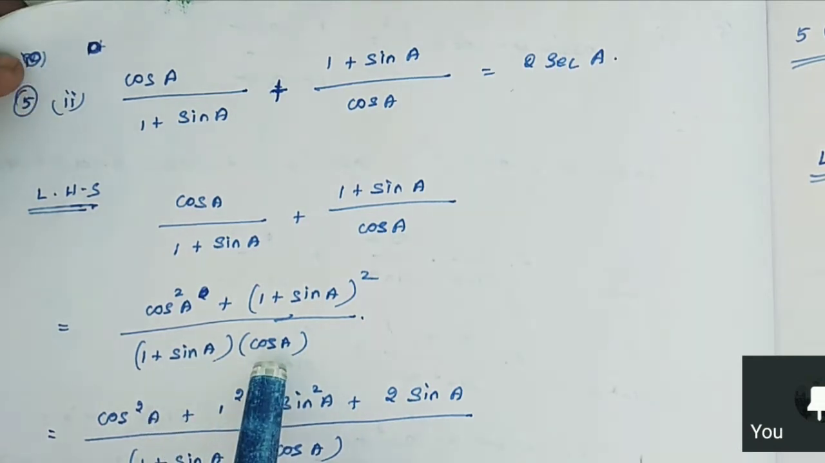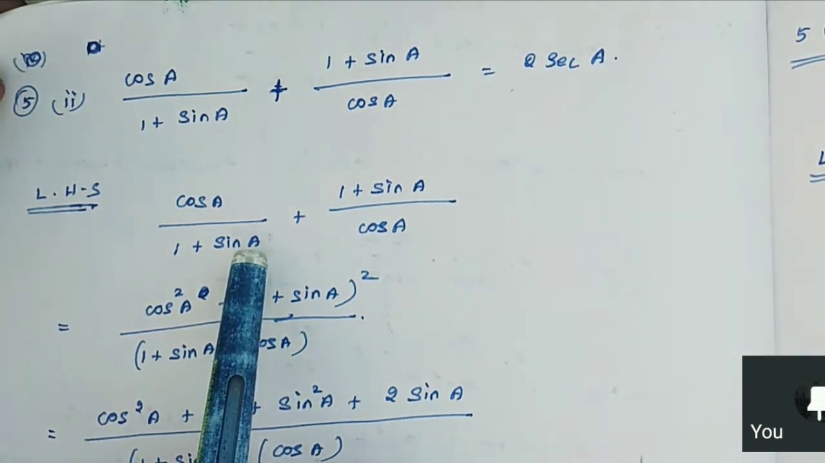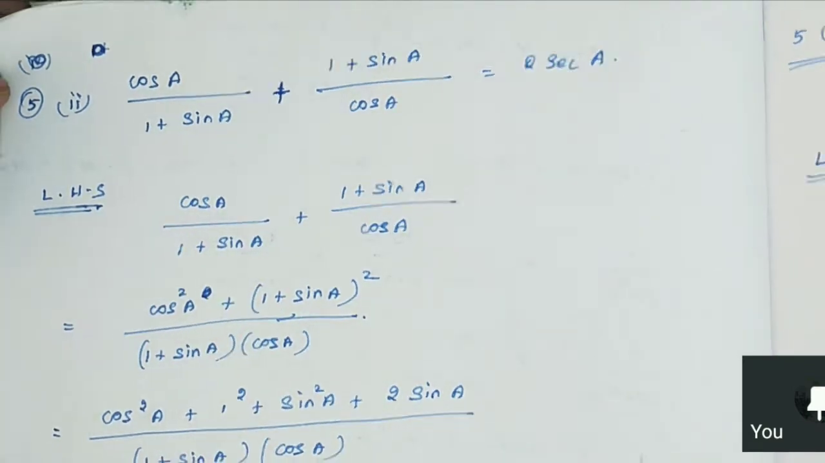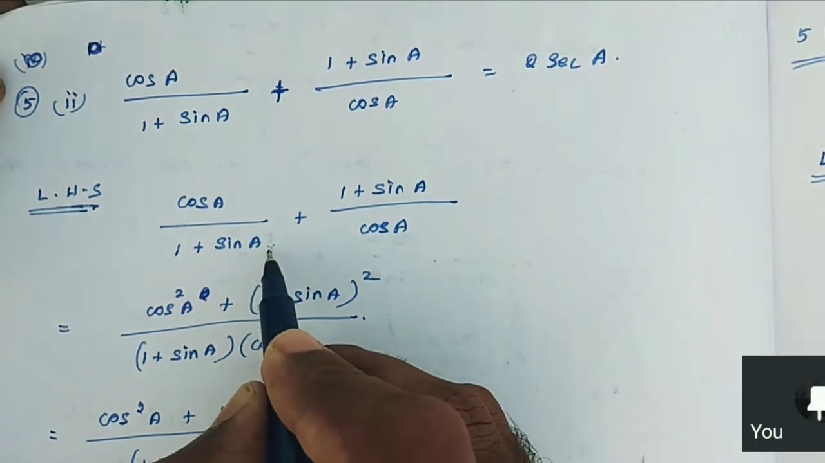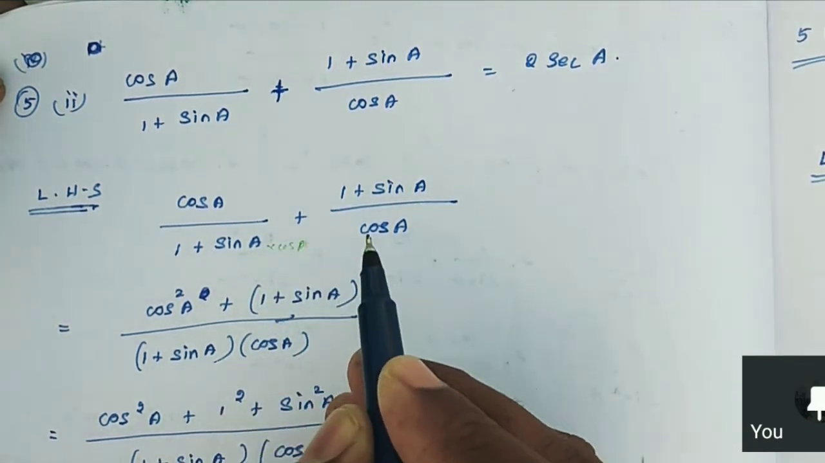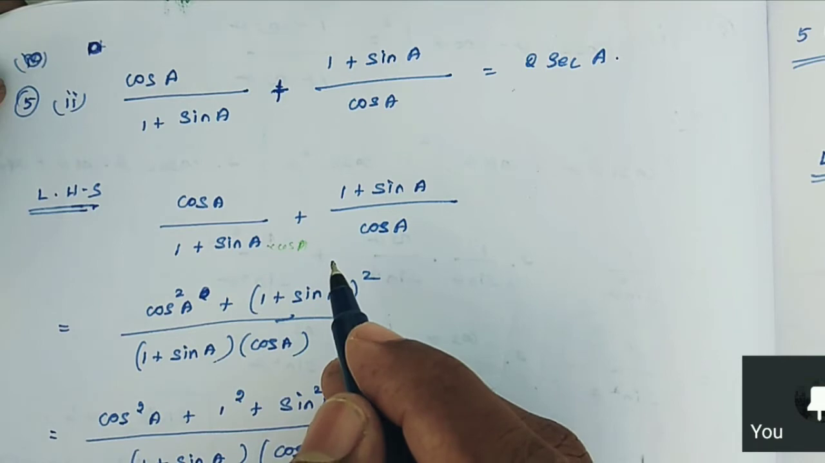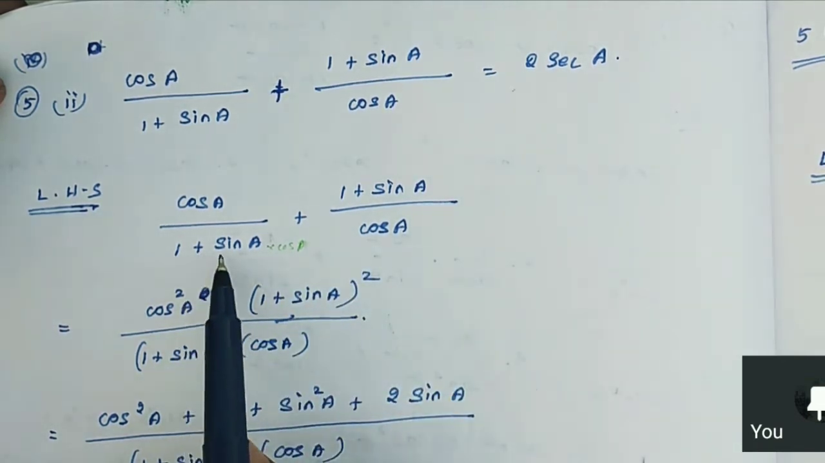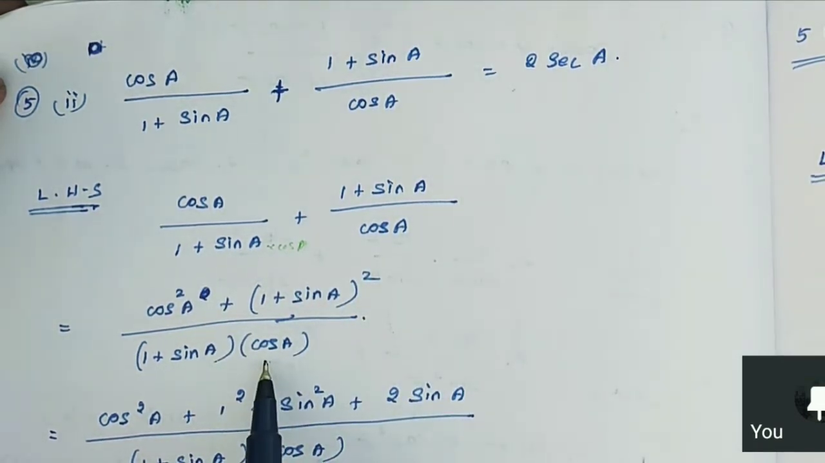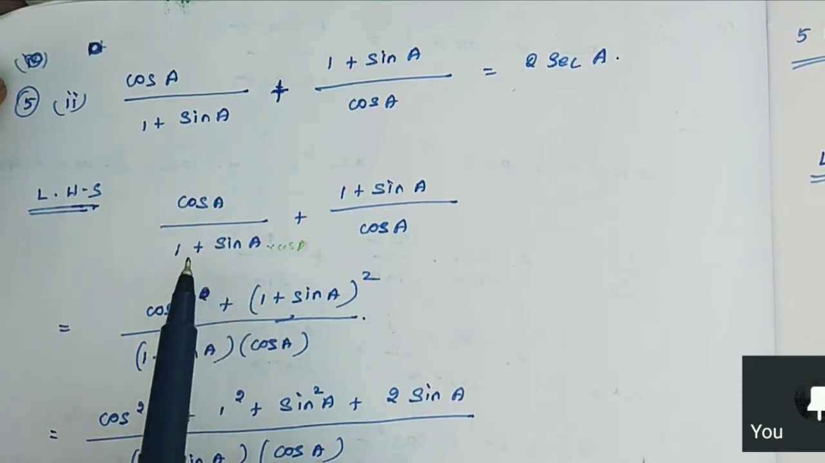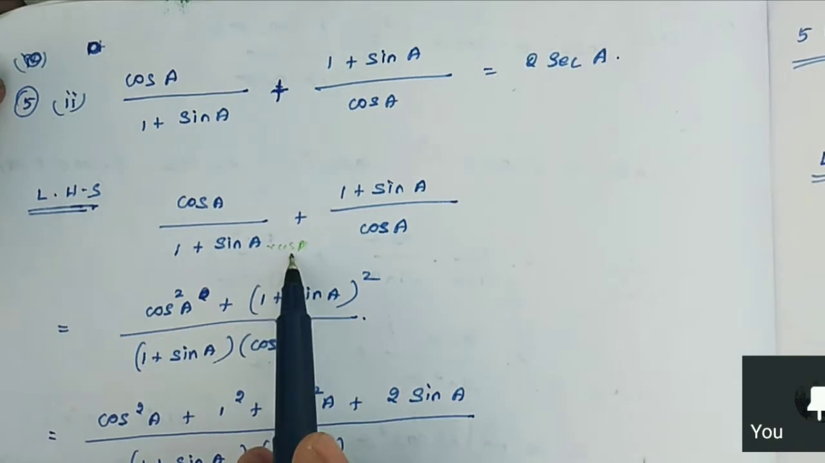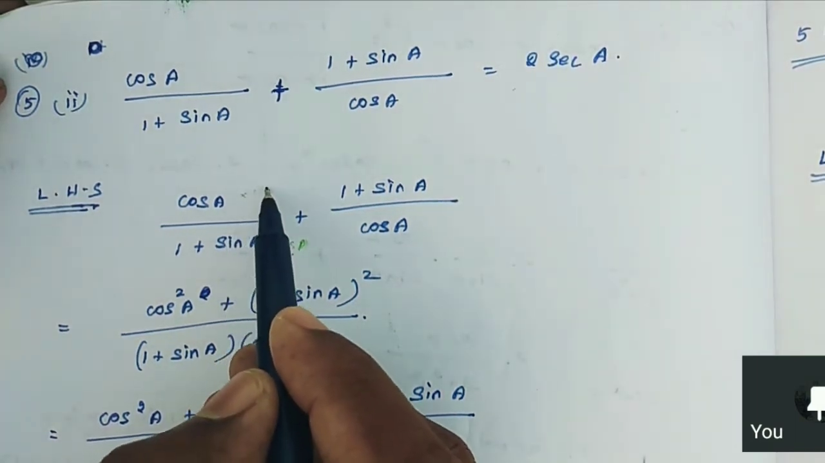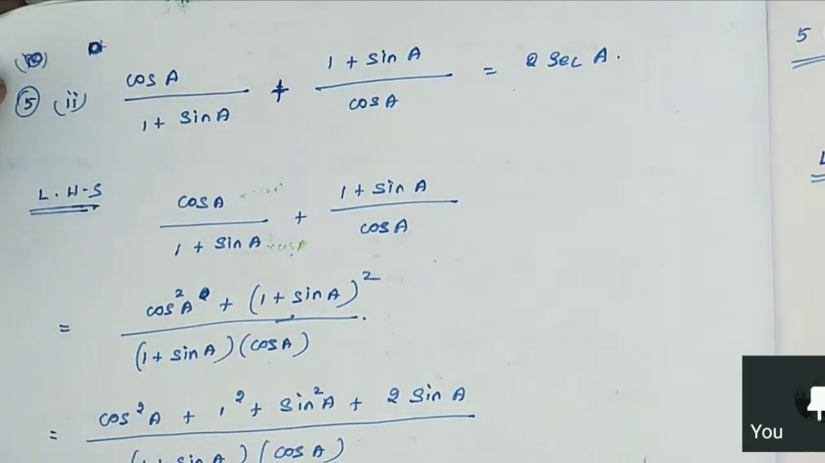That is the LCM. Now in this term, cos theta is missing, right? Here cos theta is missing, so we should multiply cos theta here. That is cos A. The LCM is 1 plus sine theta times cos theta. Now we want to write here 1 plus sine theta. Here cos theta is missing, right? So we should multiply cos theta in the numerator as well as the denominator. Are you clear?